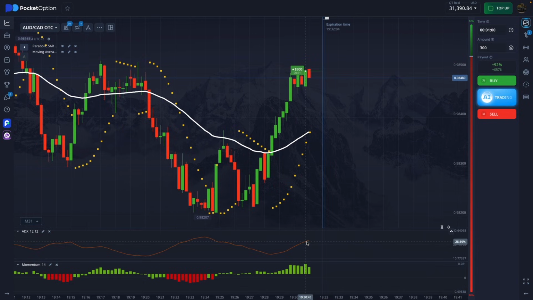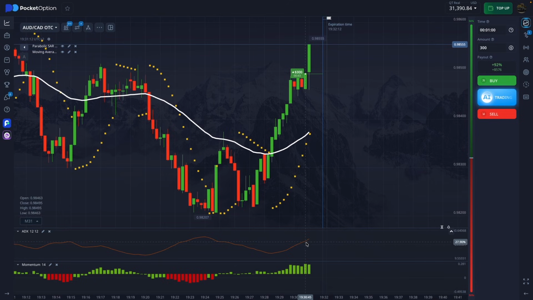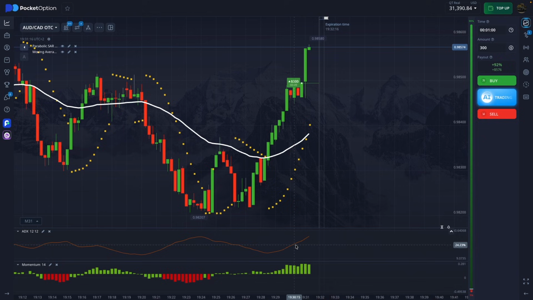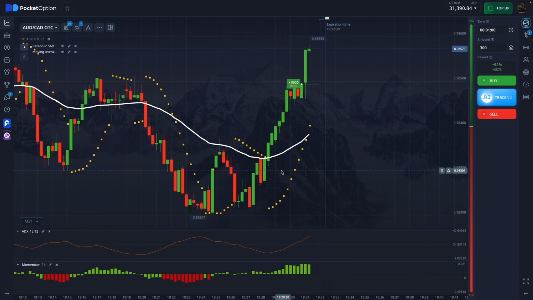First, I look at the ADX indicator in exactly the same way, and the logic here is exactly the same. Since the ADX indicator shows the strength of the current movement, regardless of its direction, for me to enter a trade, I need the ADX indicator to show a value above 25. And if this condition is met, then I look at where the price is heading.